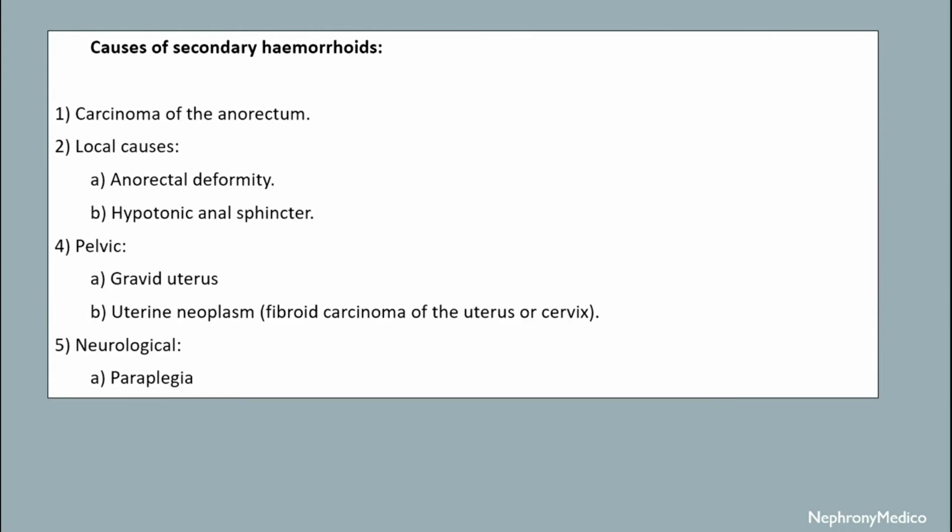Causes of secondary hemorrhoids. It may be due to carcinoma of the anorectum, local causes like anorectal deformity and hypotonic anal sphincter. Pelvic cause may be gravid uterus and uterine neoplasm, and neurological cause includes paraplegia.